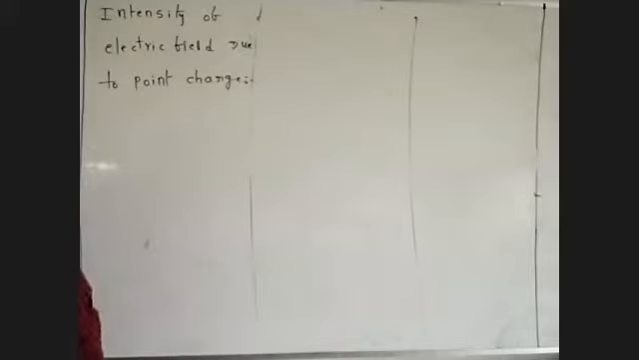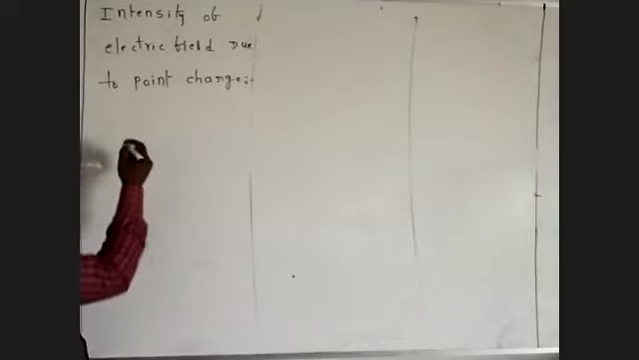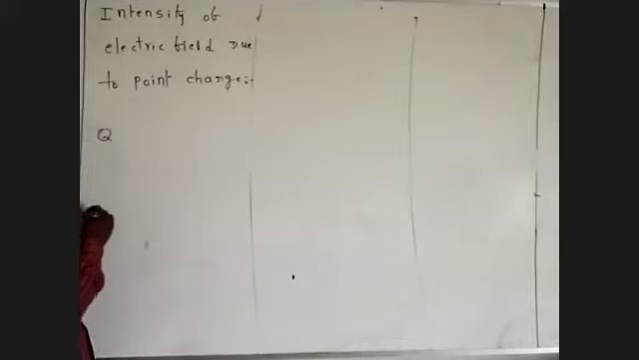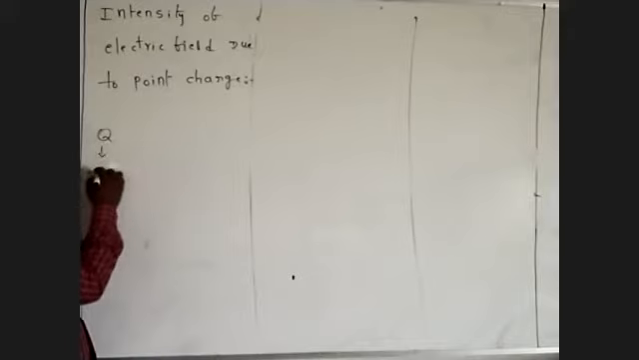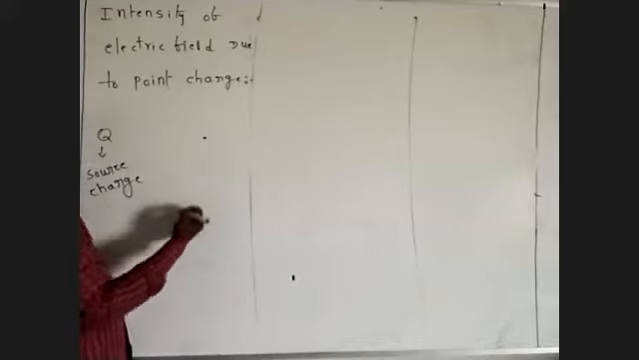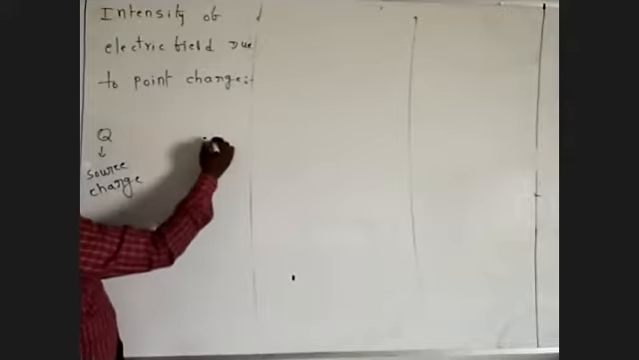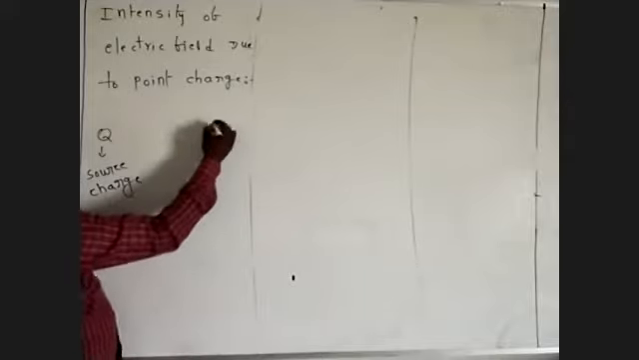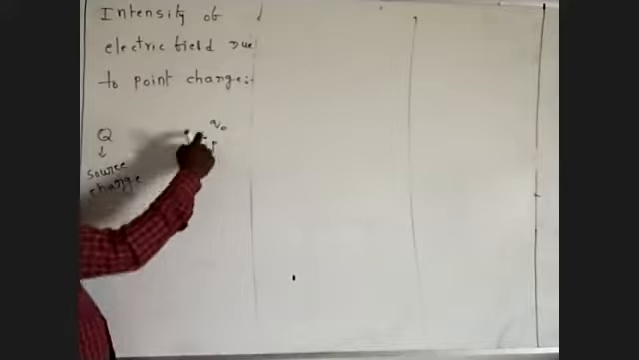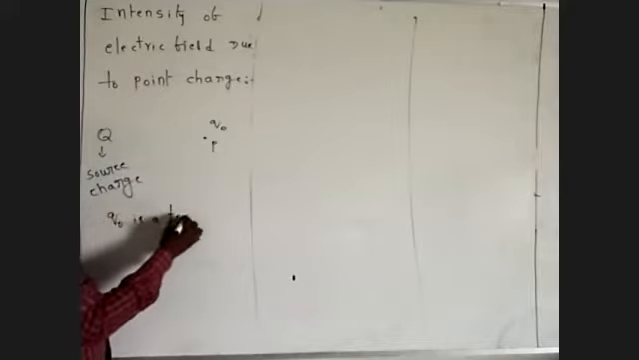Intensity of electric field due to point charge. This is a source charge. This is a point P. This is a Q naught. Q naught is a test charge.